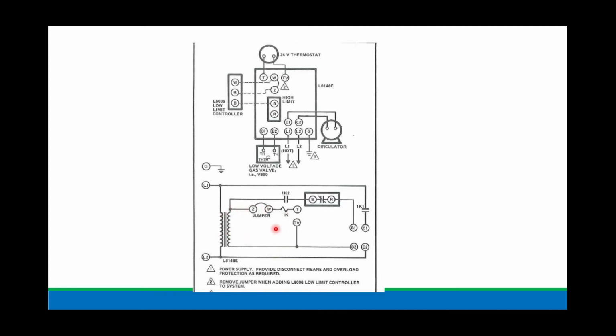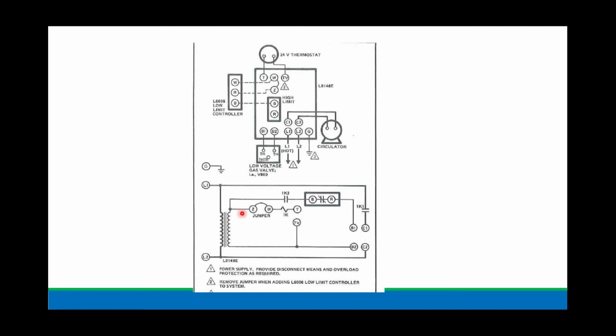Find the switches associated with the 1K relay. On the line voltage side, here's 1K1. So that switch is going to close. And now what's wired at C1, C2? Circulator. So the circulator is going to come on. Then there's a 1K2 switch, and that's on the low voltage side.